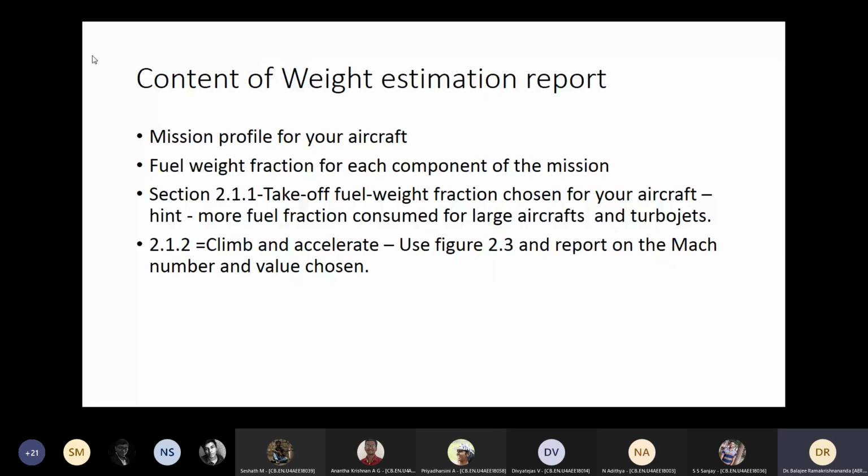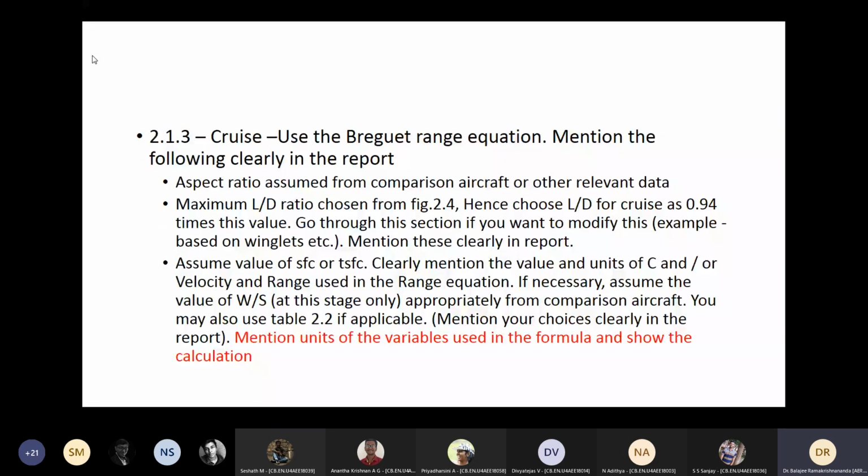2.1.2 will give you climb and accelerate if you want. If you want to accelerate, there is a figure given. You have to accelerate to cruise speed most of the time. But there are some exceptions. Okay. So you choose the Mach number and mention the value chosen. Then 2.1.3 for cruise, use the Breguet range equation.